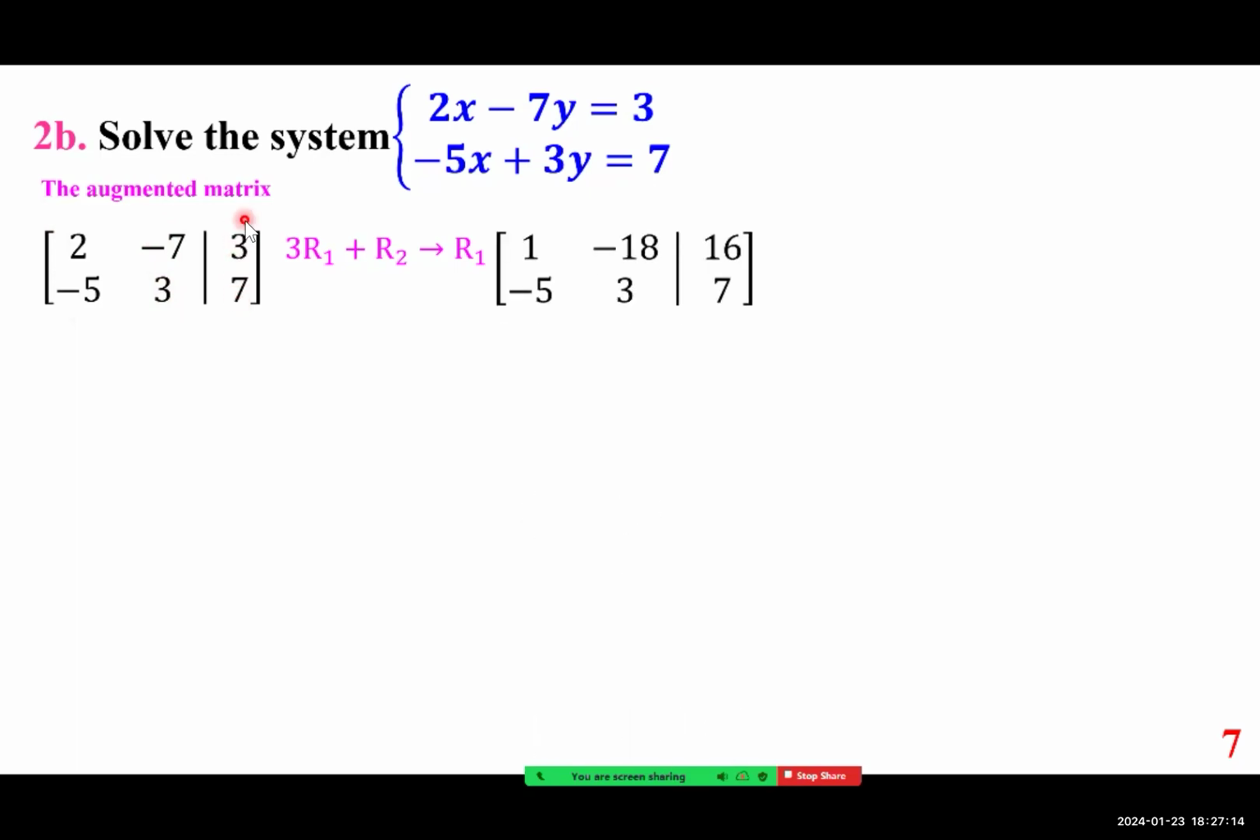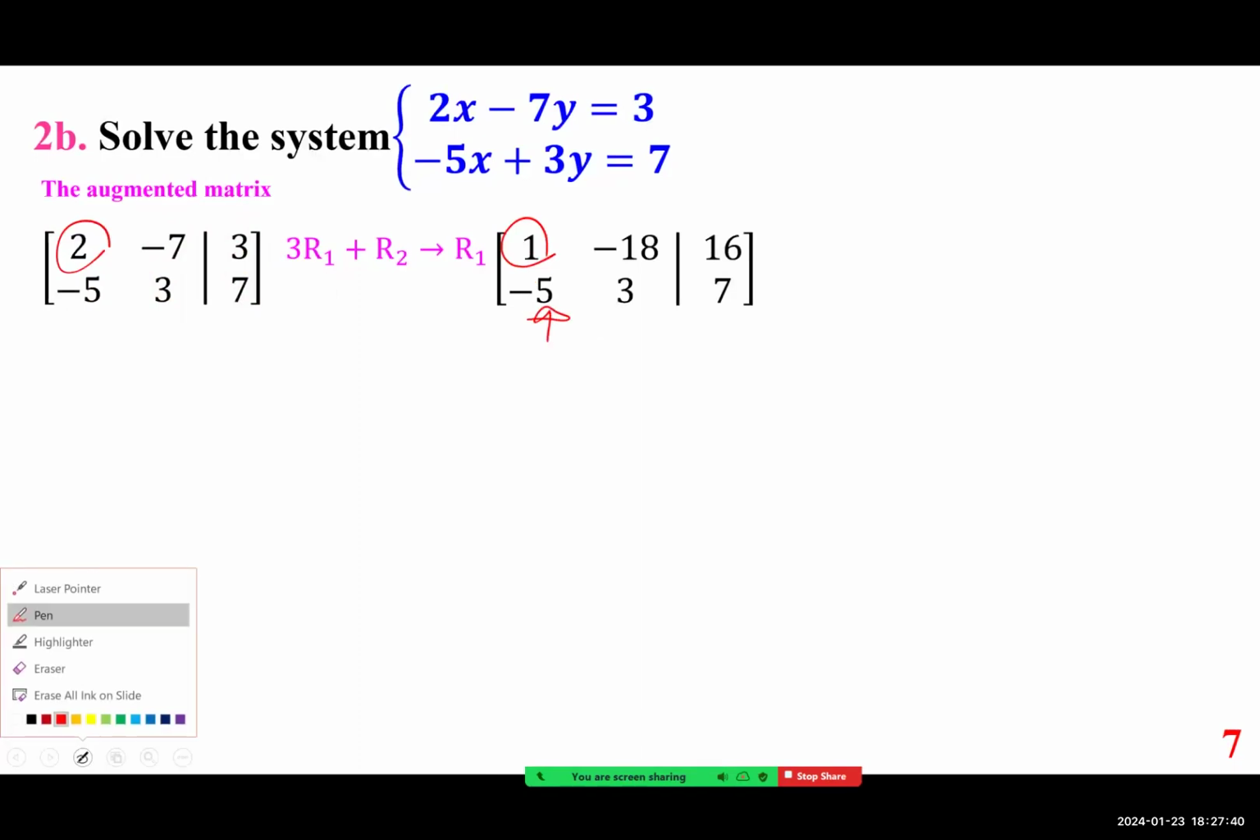So notice, again, just for the sake of argument, the first entry, 3 times this, so multiply this by 3 and add the second row to it. That's what it means. So the first entry is 1. That's what I've been looking for. So again, the idea is to change this to 1. We did. Now, everything underneath must become 0.